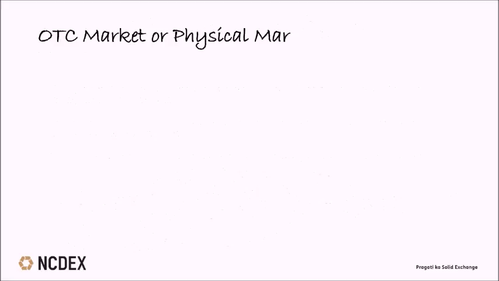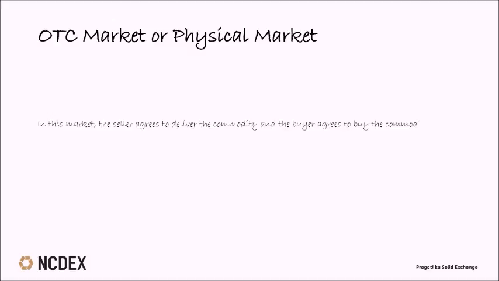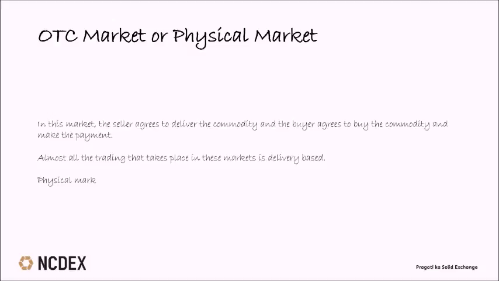Now let us understand the OTC market or physical market. In this market, the seller agrees to deliver the commodity and the buyer agrees to buy the commodity and make the payment. Almost all the trading that takes place in these markets is delivery based. Physical markets for commodities deal in either cash, spot contract or in forwards.